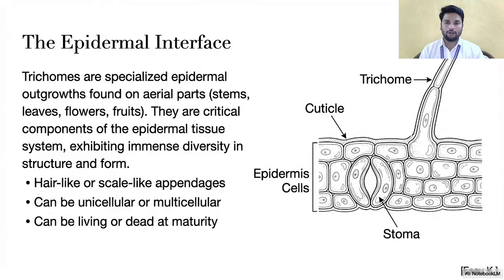They are a critical component of the epidermal tissue system, exhibiting immense diversity in structure and form. They look like hairs. They are scale-like appendages and they can be unicellular, multicellular, living or dead at maturity. Here is a typical structure of the trichomes. The section shows a stoma, that means a minute pore or opening, and the uppermost epidermis is covered by the cuticle. This epidermis gives rise to an outgrowth known as a trichome, which looks like a unicellular structure made up of two cells.